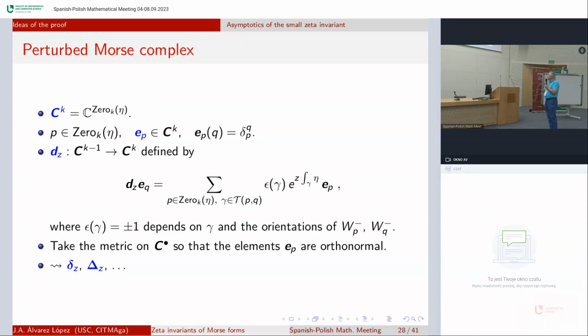We can take a metric in this complex so that these elements defined by the zero points are orthonormal. And then we can also talk about the twisted codifferential and the twisted Laplacian, but this is always in a finite dimensional space because the set of zeros is finite.